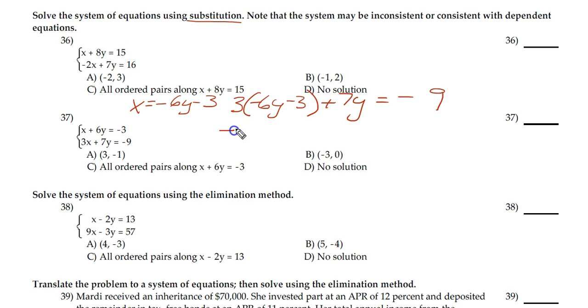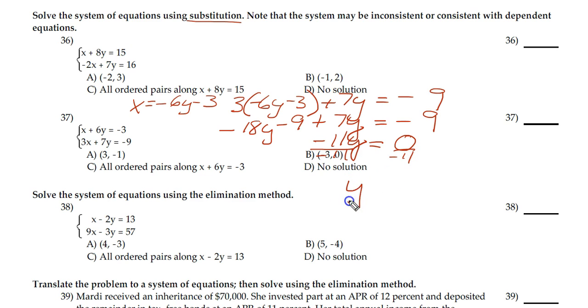So this becomes a negative 18y. 3 times negative 3 is a negative 9. Plus 7y equals a negative 9. Now notice when you add 9 here and add 9 here, this is going to become a 0. And when we add a negative 18y and a positive 7y, this gives us a negative 11y. Now you might say, oh, that's terrible. No, this is okay. We're going to divide both sides by a negative 11.